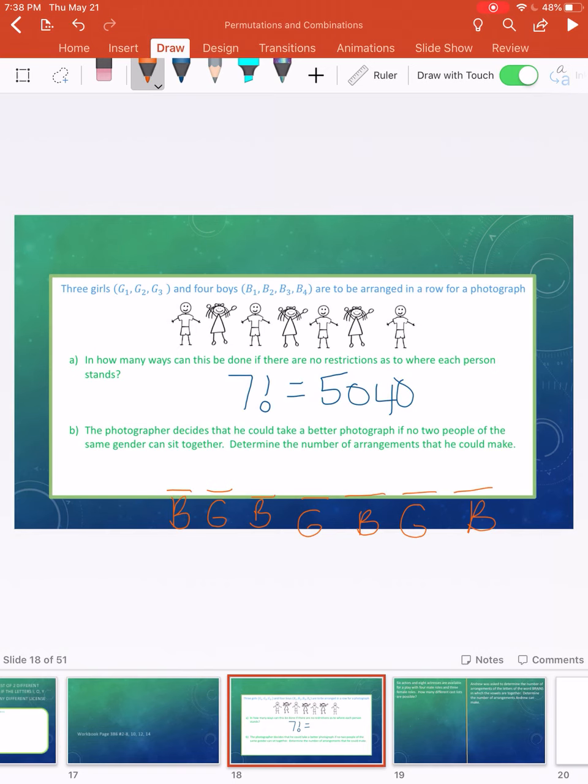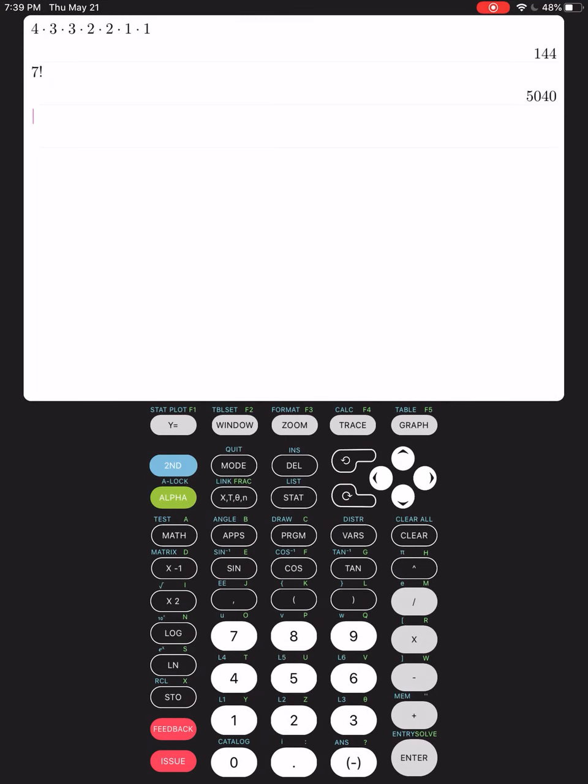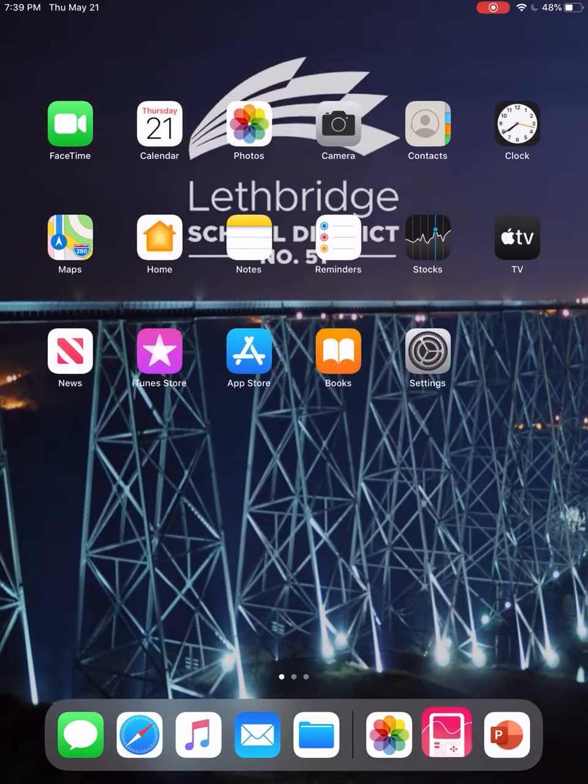So out of the 4 boys, I'm arranging 4, and then I'm arranging 3, and then 2, and then 1. Out of the 3 girls, I'm arranging 3, and then 2, and then 1. So I'm just going to go ahead and type this in my calculator. So I have 4 times 3, times 3, times 2, times 2, times 1, times 1. And I end up with an answer of 144.